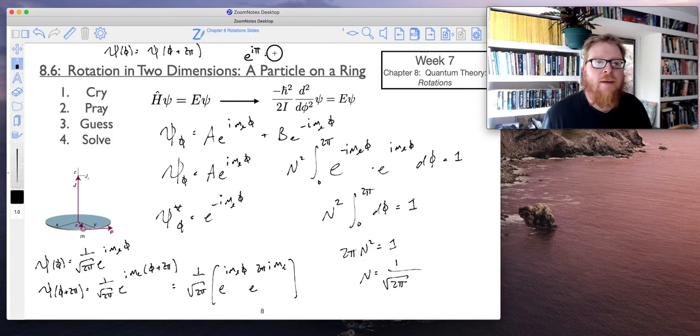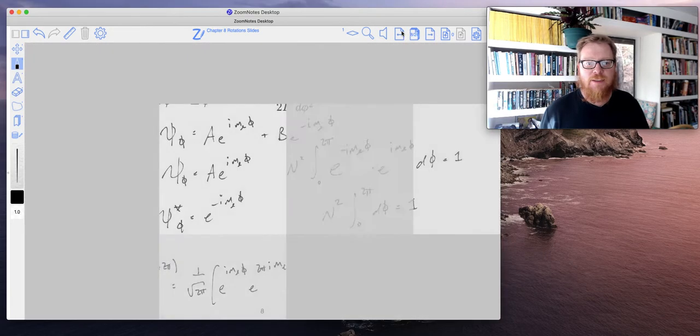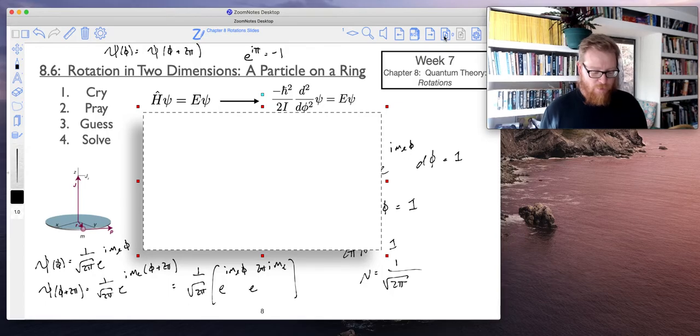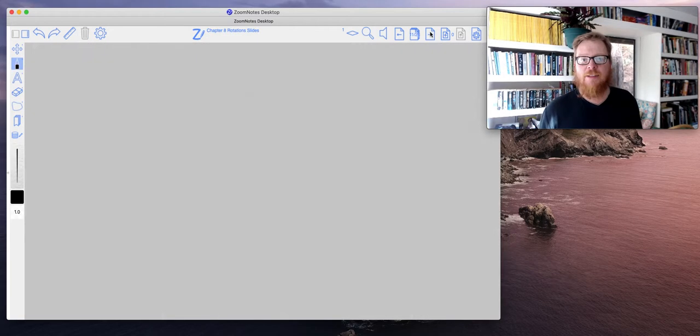e to the i pi actually equals negative 1, which is really cool. And so you can see that we have that. I've got an e to the 2 pi i, so I can rewrite that as the following. Man, I wish I left myself more room. I'm going to add a slide at the end.